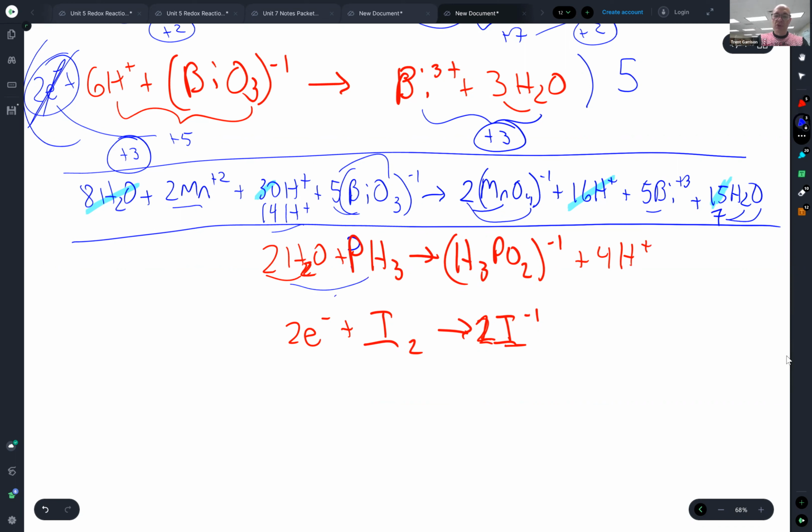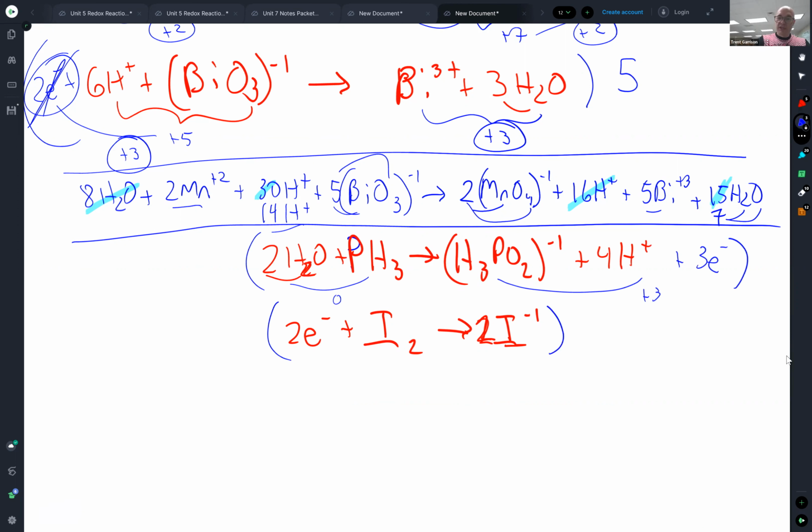Now let's see what our charges did. On the left, we have a charge total of 0. Over here, we have a charge of +3. So we need to add 3 electrons over here. And that's good because we have electrons on opposite sides. This time, I need to balance the coefficients of those electrons. So I'm going to multiply this by 2, multiply this by 3. My electrons will cancel out.